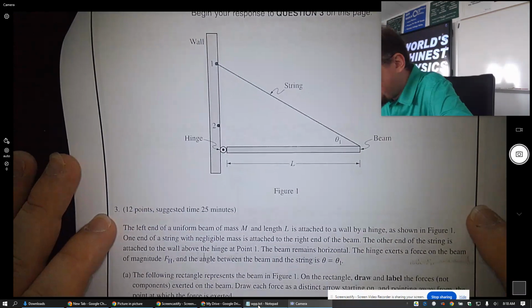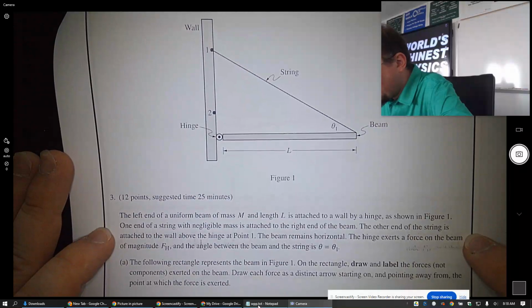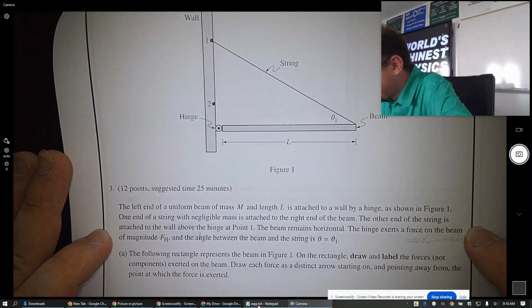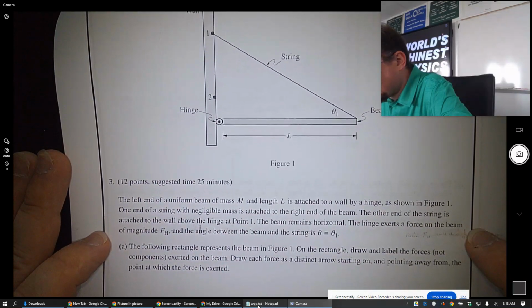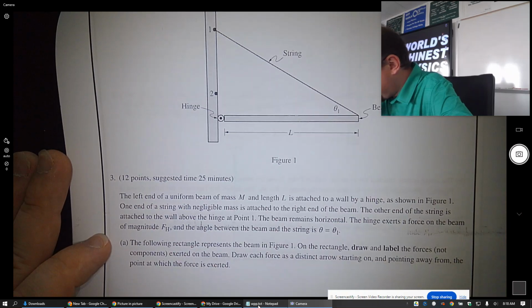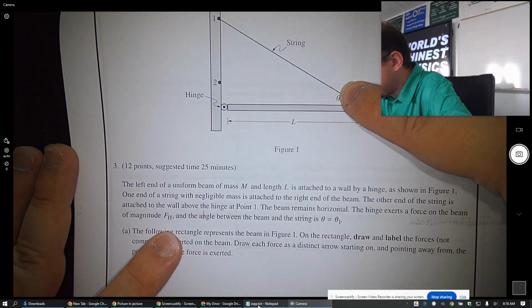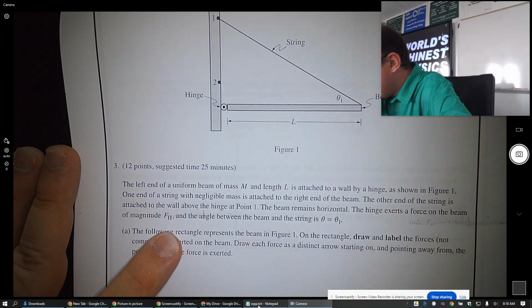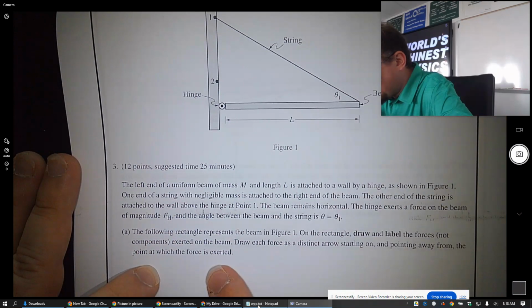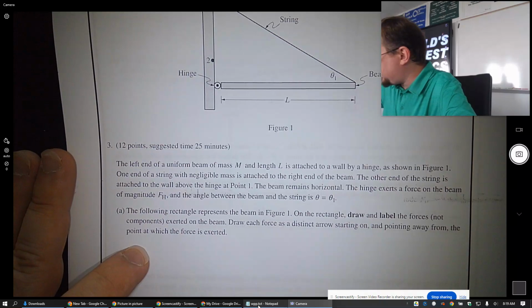Okay. The left end of a uniform beam of mass M and length L is attached to the wall by a hinge. One end of a string of negligible mass is attached to the right end of the beam. The other end of the string is attached to the wall at point 1. The beam remains horizontal, and the angle is theta 1. F_H is the force the hinge exerts, okay? The following rectangle represents the beam. Draw and label forces exerted on the beam, okay?